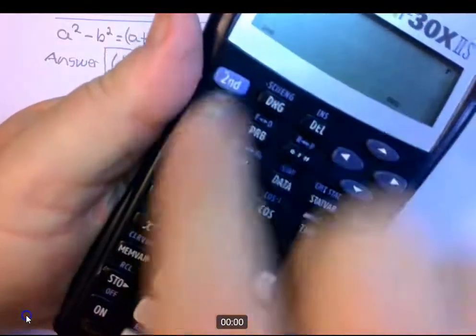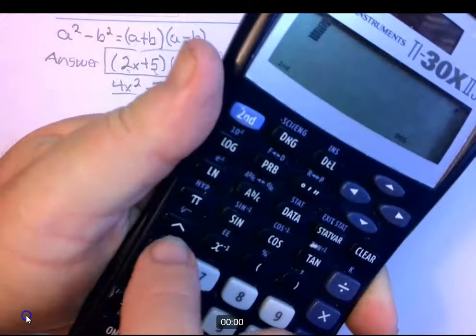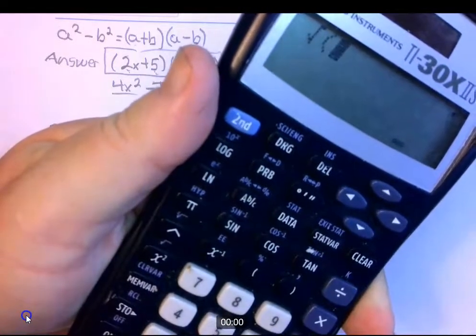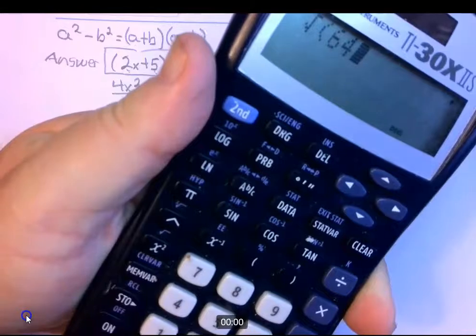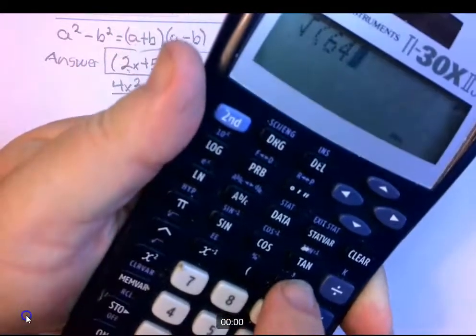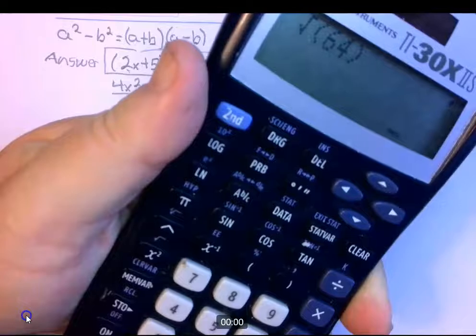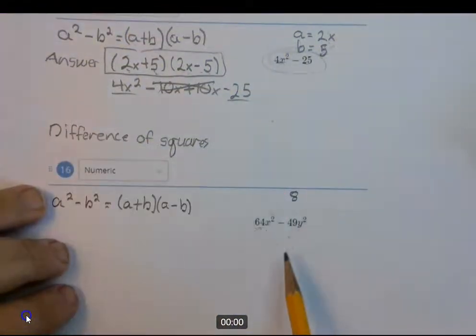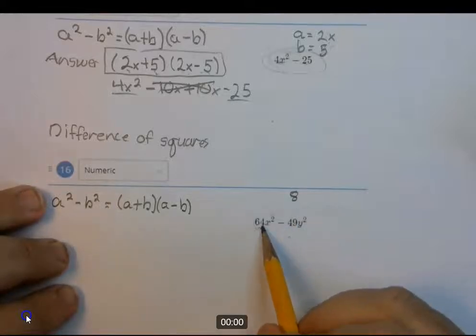So you hit second, and then you hit the x squared, and it gives you the little square root symbol with a parenthesis. Then you put 64, close the parenthesis. There's the parentheses right there. You just need to close it. And the square root of 64 is going to give you 8. Okay, so there's the 8 right there. You can do the same thing with 49 to get 7. So that's the square root of 64.